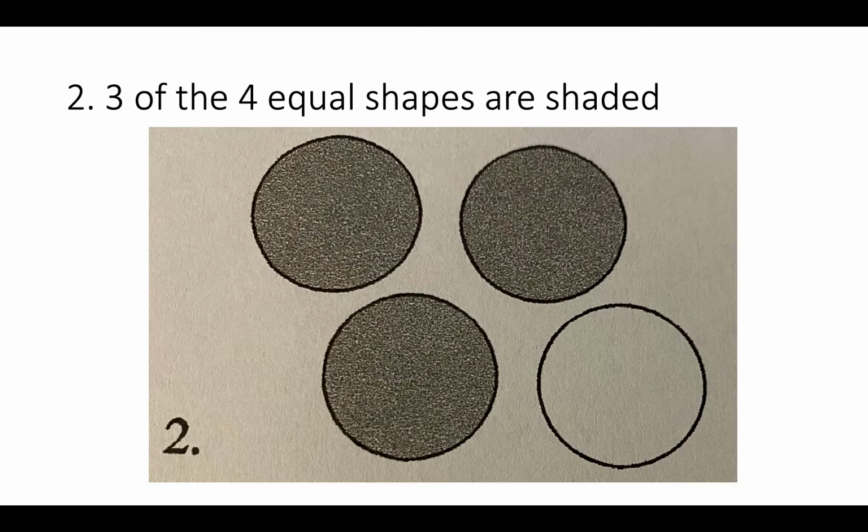This is an example of a set model. A portion of a collection of objects is shaded to represent a fraction. Here, 3 out of 4 shapes are shaded to represent the fraction 3/4.